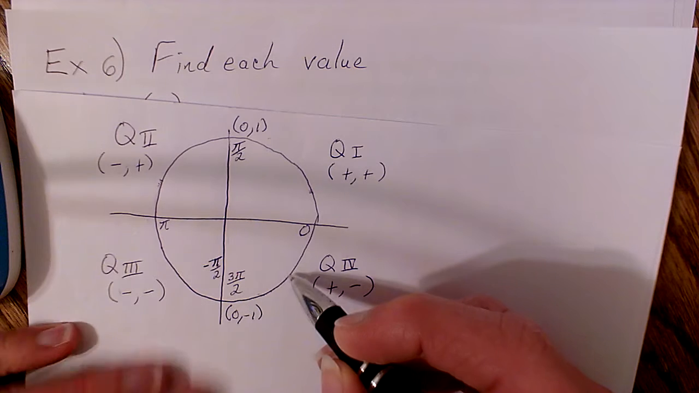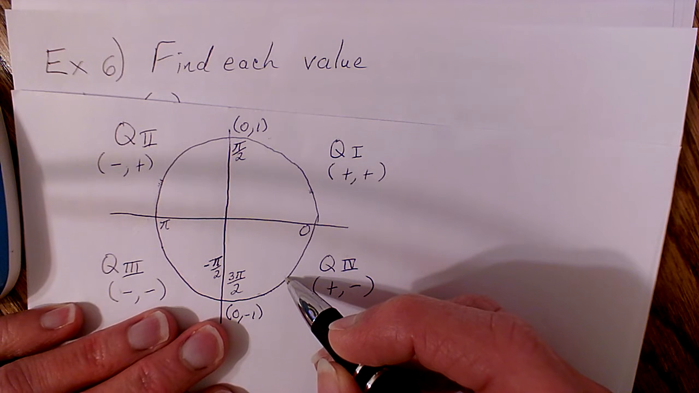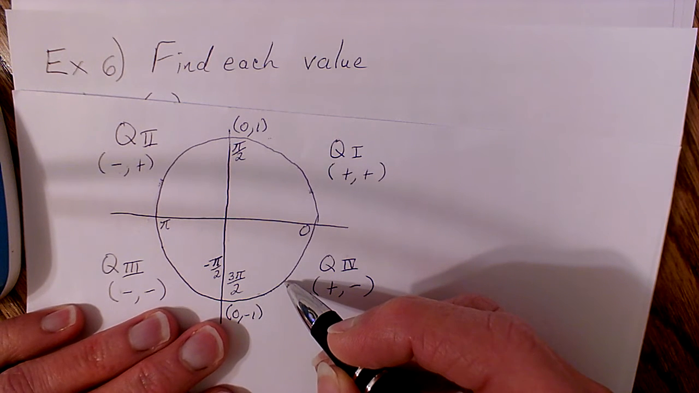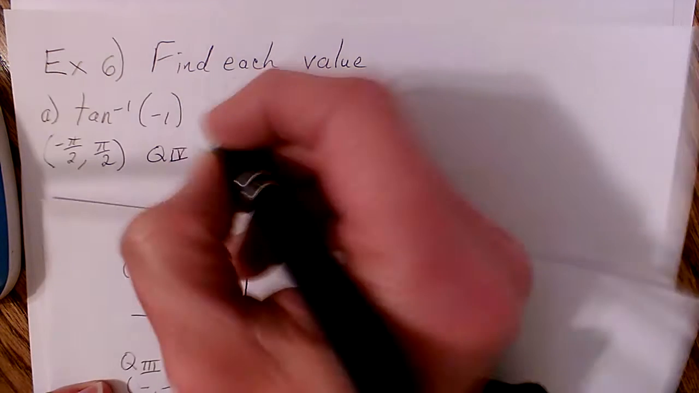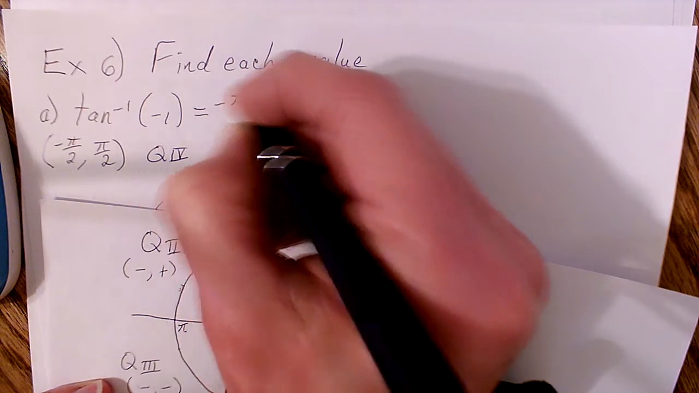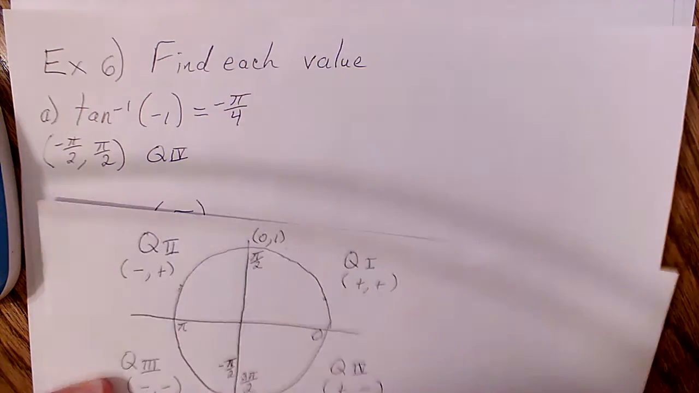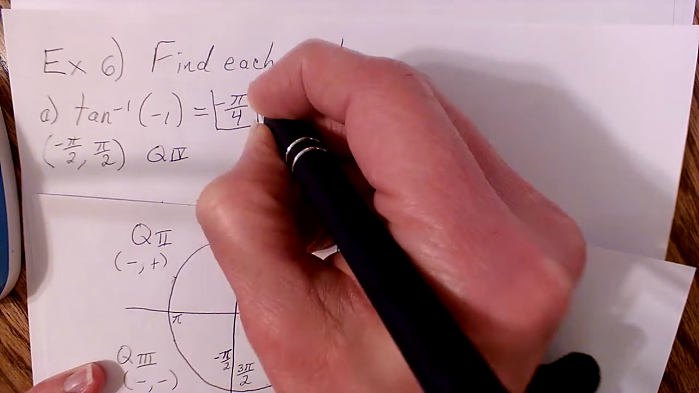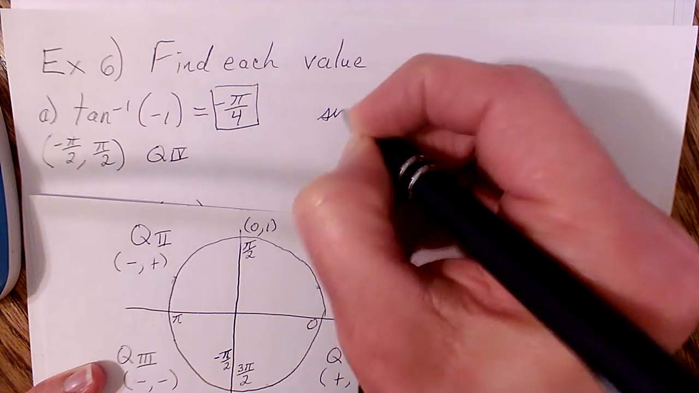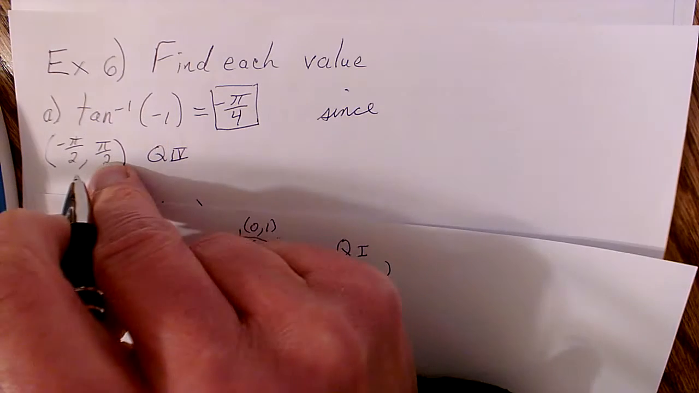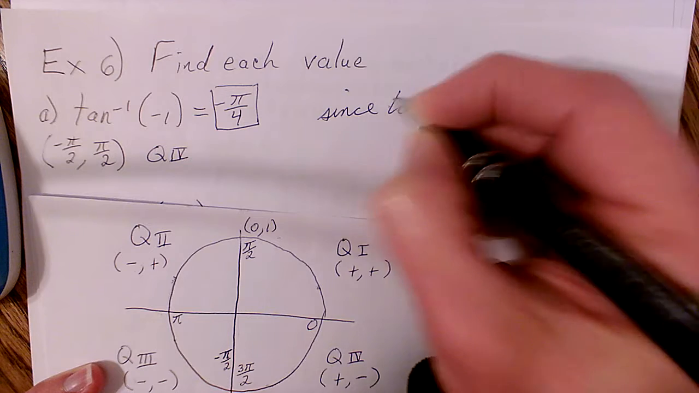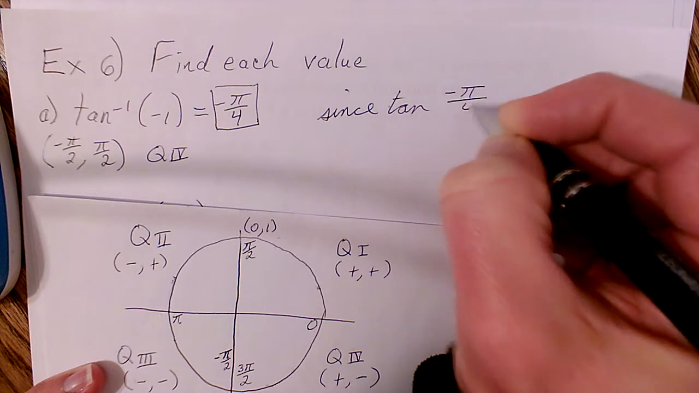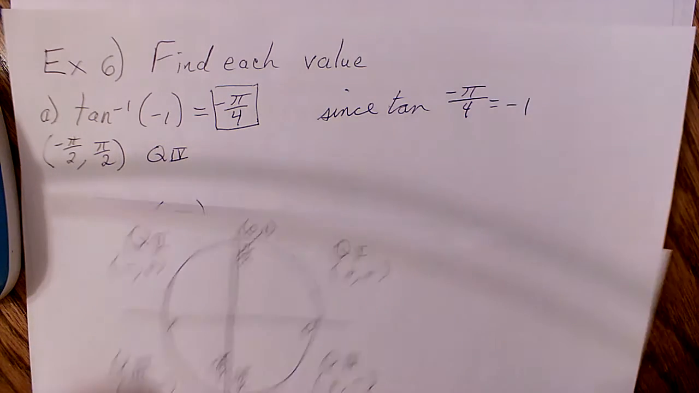And the angle down here in quadrant 4 that gives us negative 1 for the tangent, since tangent is sine over cosine, it's y over x, is going to be here in the middle of quadrant 4. It's our negative pi over 4. So you can either show your work this way, or you can show it this way: since the tangent of negative pi over 4 is equal to negative 1.